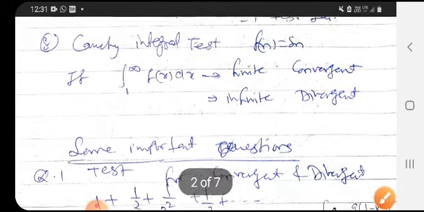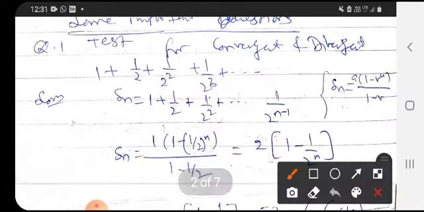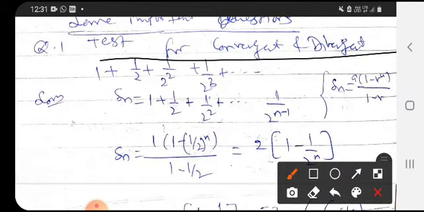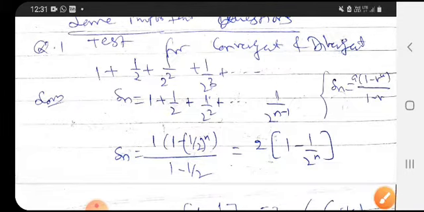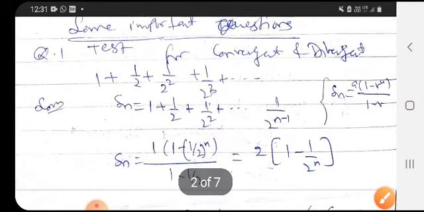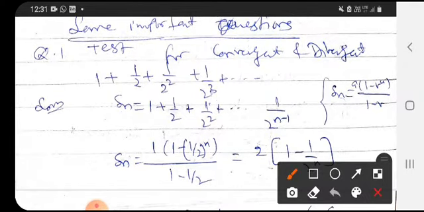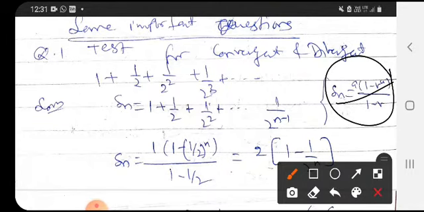Some important questions. Test for convergence of the series 1 plus 1 by 2 plus 1 by 2 square plus 1 upon 2 to the power 3, up to infinity. Sn is equal to the sum of 1 plus 1 by 2 plus 1 by 2 square up to 1 upon 2 to the power n. This is a geometric progression. The formula for the sum of a geometric progression is Sn is equal to a times (1 minus r to the power n) upon 1 minus r. Sn is equal to a into (1 minus 1 by 2 to the power n) upon (1 minus 1 by 2).